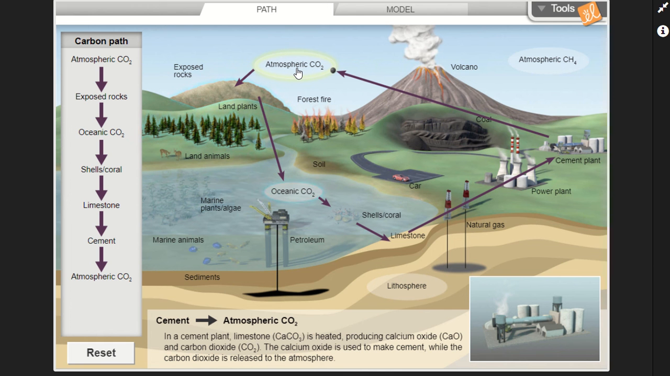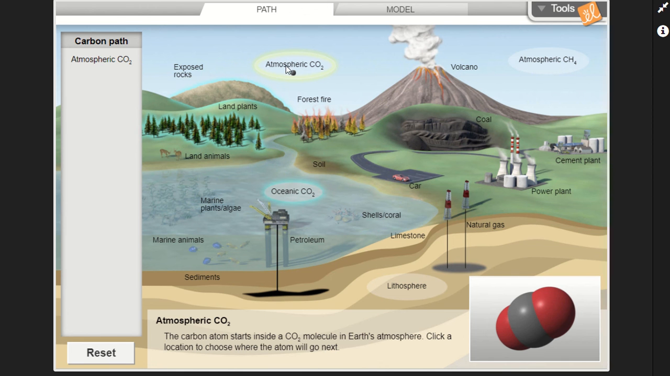So I wrote mine really short. I put A for atmosphere, ER for exposed rocks, O for ocean, LS for limestone, CP for cement plant, and of course, A for atmosphere. So that's one way it can get there.